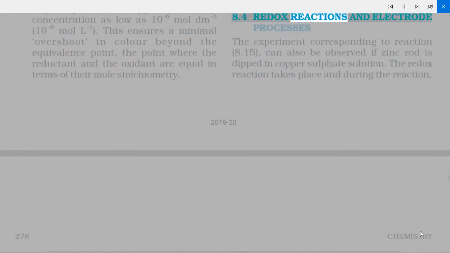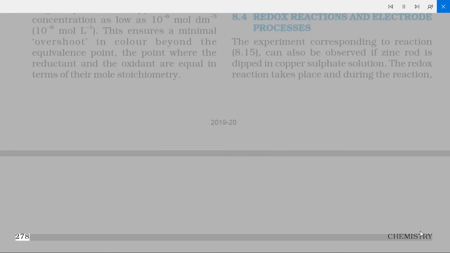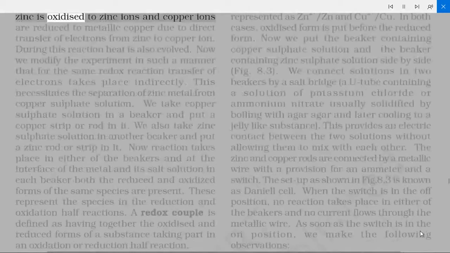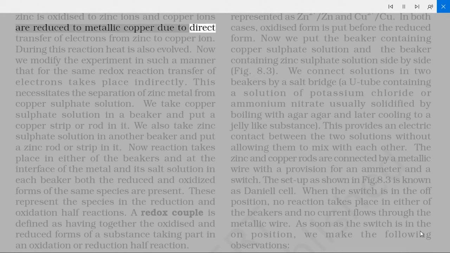Redox reactions and electrode processes. The experiment corresponding to reaction 8.15 can also be observed if a zinc rod is dipped in copper sulfate solution. The redox reaction takes place and during the reaction zinc is oxidized to zinc ions and copper ions are reduced to metallic copper due to direct transfer of electrons from zinc to copper ion. During this reaction heat is also evolved.